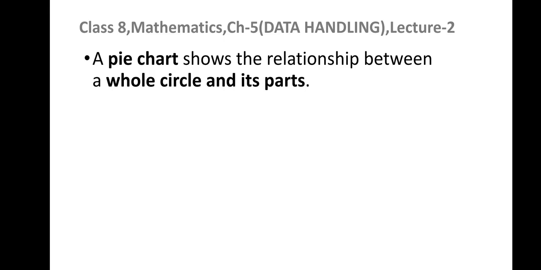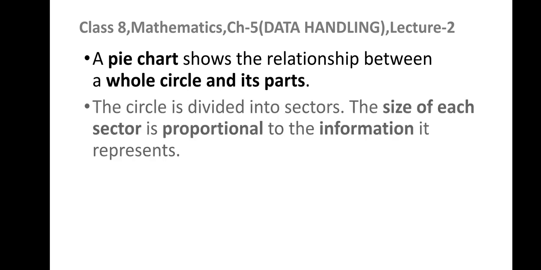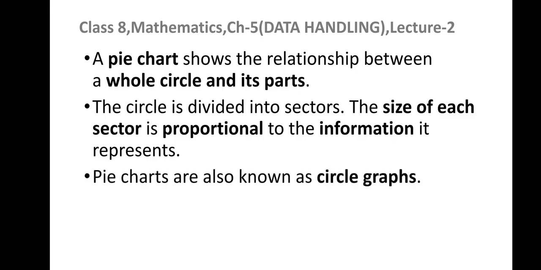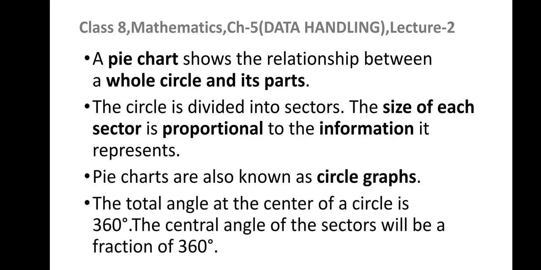So basically a pie chart shows the relationship between a whole circle and its parts. The circle is divided into sectors, and the size of each sector is proportional to the information it represents. This is what I told you. Pie charts are also known as circle graphs. The total angle at the center of the circle, this we all know.